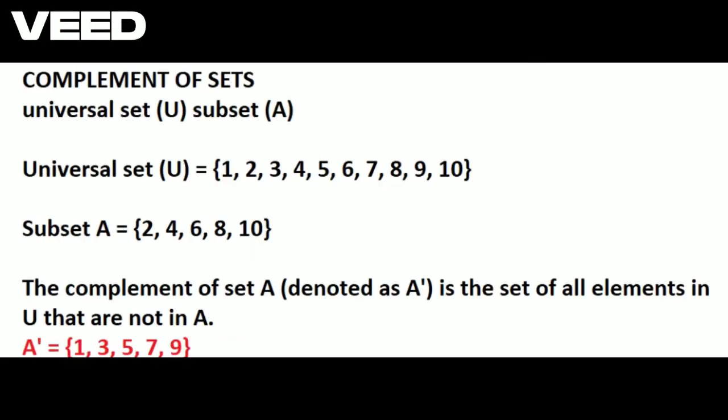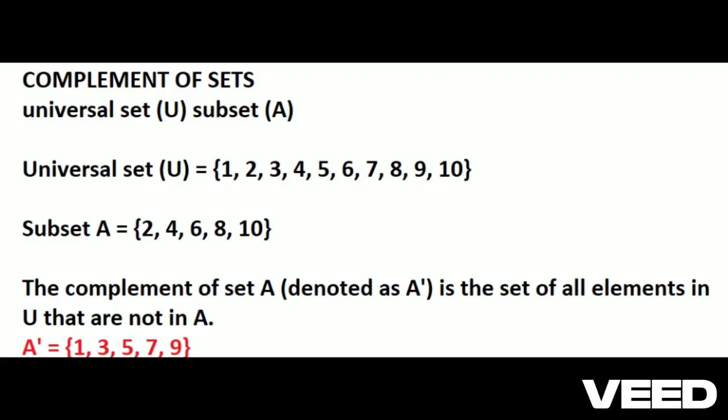Alright, and next we're going to have complement of sets. So let's consider a universal set U and a subset A. Imagine you have a box containing numbers from 1 to 10. Now let's pick some numbers out of this box. Specifically 2, 4, 6, 8, 10. This smaller collection is called set A. But what about the numbers we didn't pick? Those remaining numbers are 1, 3, 5, 7, and 9.